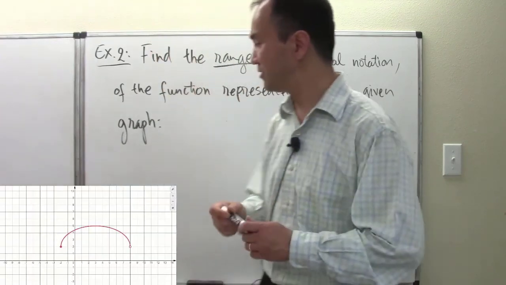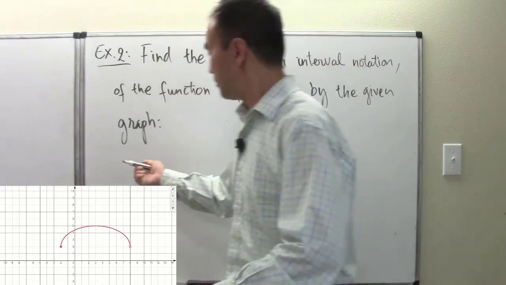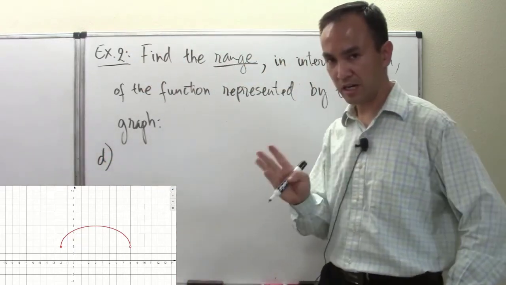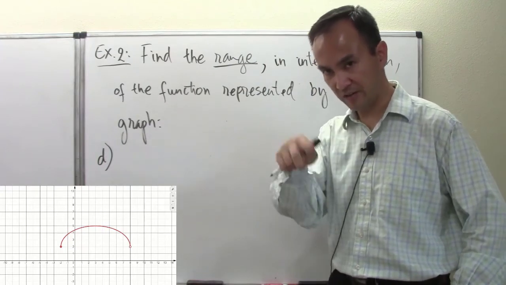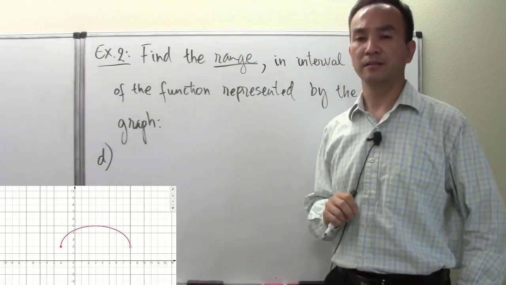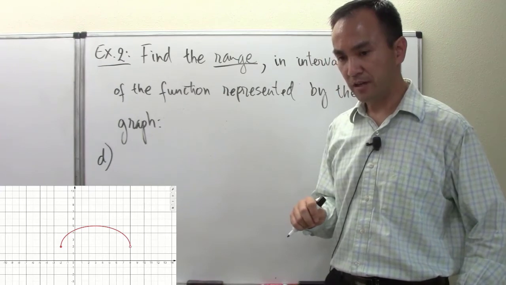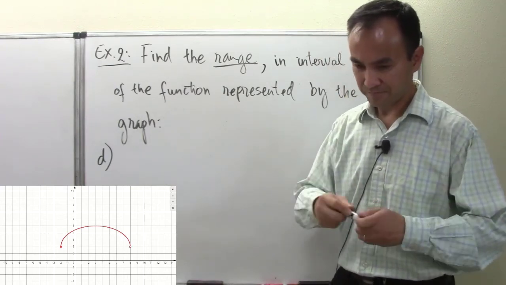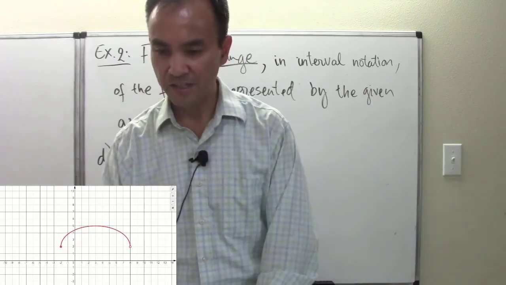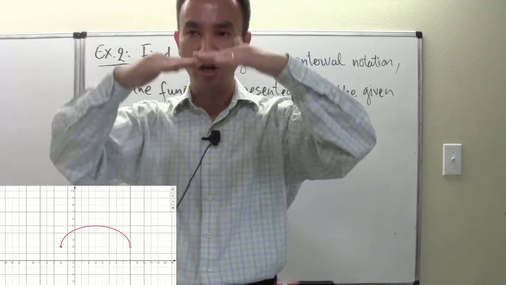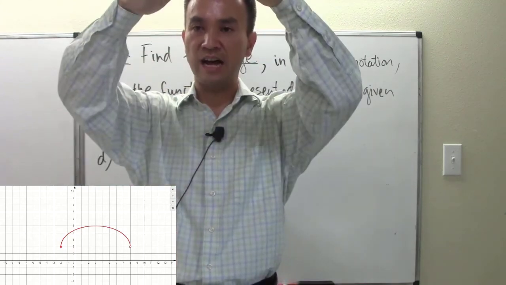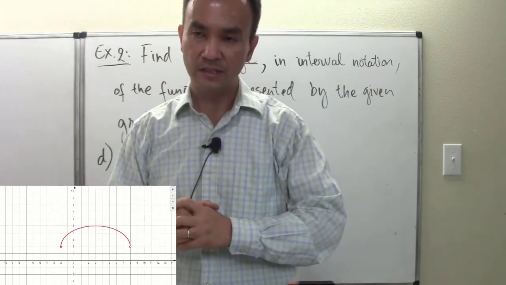All right, now here comes part D of our example. Part D is another graph of a function, the one given here, and we want to find the range of this. Once again, the range is the vertical spread: how low vertically does our graph reach down, and how high vertically does our graph reach up.